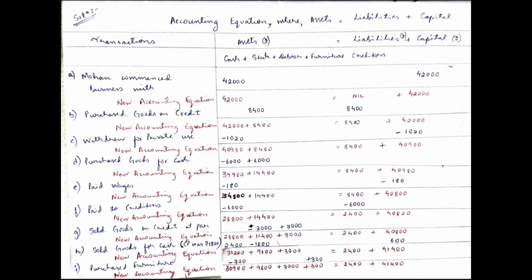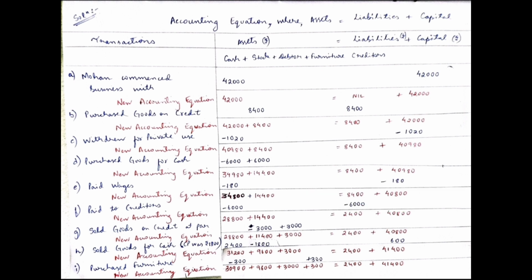Now, if you draw a line, the new accounting equation will be cash 34,800, plus 14,400 in stock, which is equal to liabilities of 8,400 plus capital of 40,800. All right, I hope till this much it's clear. If you want, you can take a screenshot of it.